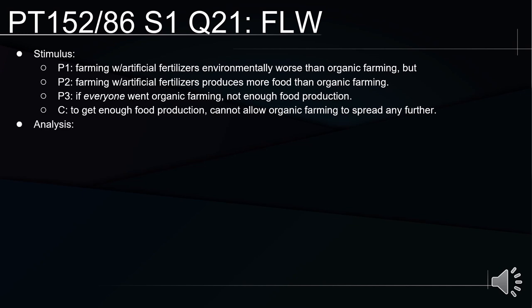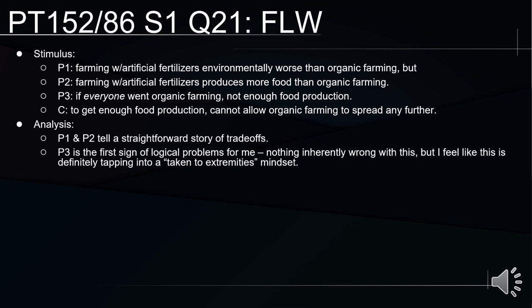So the analysis of what I see here, P1 and P2, like I said, tell a straightforward story of trade-offs. Artificial fertilizers are bad in one regard, but they're good, superior in another regard compared to organic farming. P3 is the first sign of logical problems on the horizon for me. There's nothing inherently wrong logically with what P3 says, but I feel like what it's saying is definitely tapping into a taken-to-extremes mindset. So instead of just talking about how artificial fertilizer farming compares, relatively speaking, to organic farming, they push it to if every single farmer went organic, then we get problems.